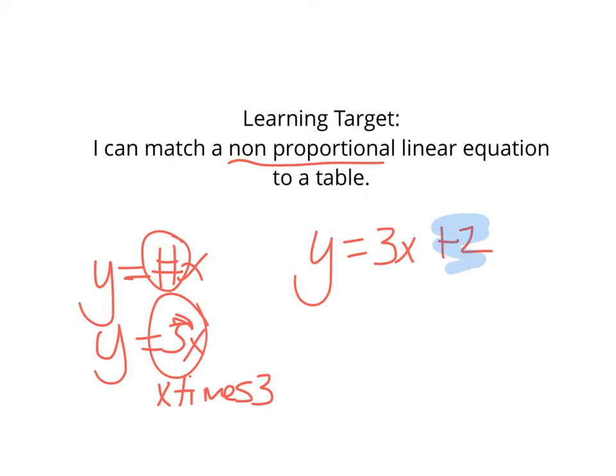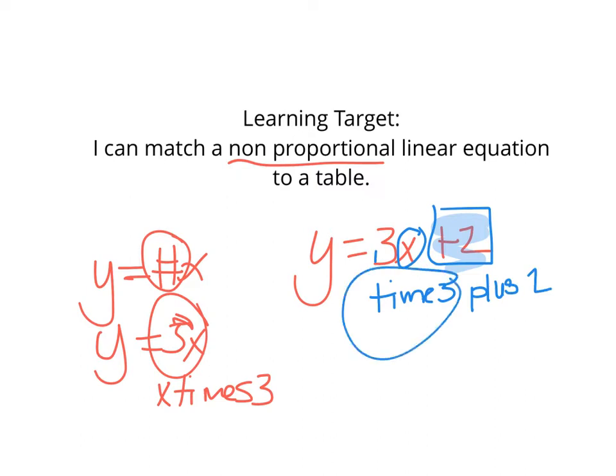The actual steps and process and thinking here is not going to change. We're still going to substitute something in for x. We're still going to multiply by 3, but this time all we're going to do is add on that additional part. So the rule here would be times 3 plus 2. And so that means I'm going to plug in a number, multiply it by 3, and then add 2 to see what I get. So let's go look at some examples.